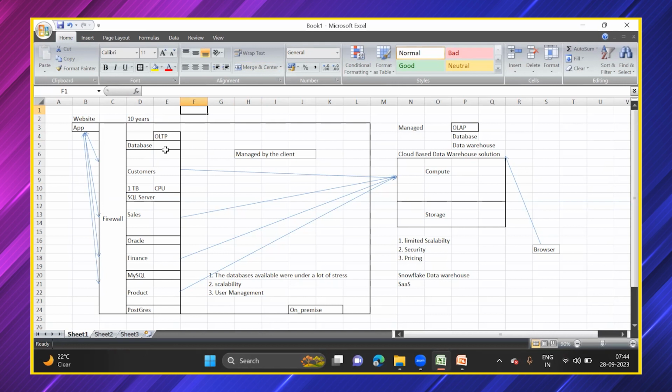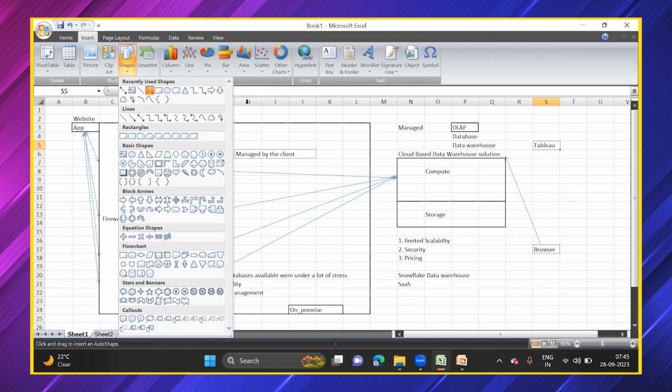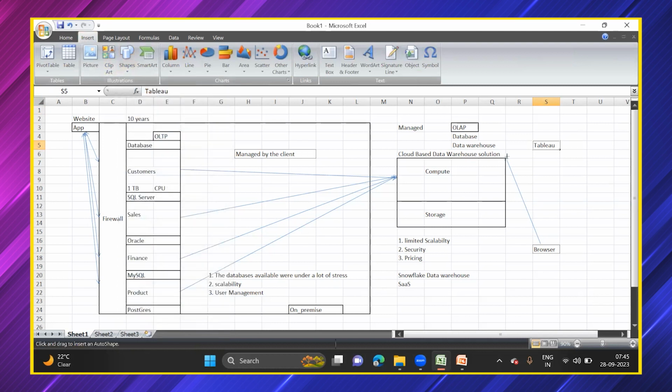So for now, what they have done is, let us move all the data from the databases into the data warehouse solution, and from there we will see whether we are getting the benefit or not. Then we will do the analysis, maybe with a front end tool like Tableau or anything else. In this scenario, we are talking about a cloud-based data warehouse, which is Snowflake, a data warehouse solution.